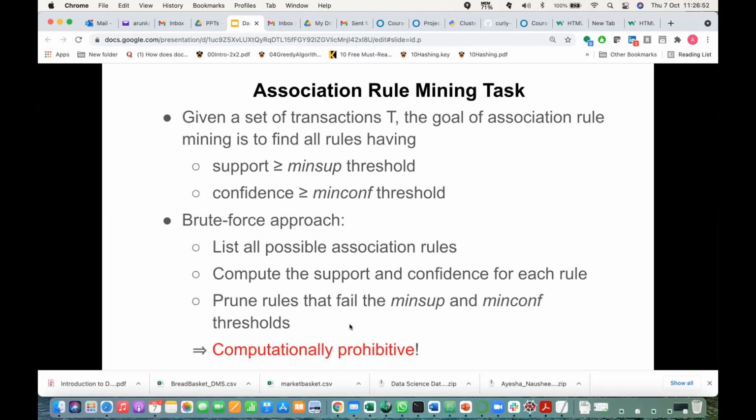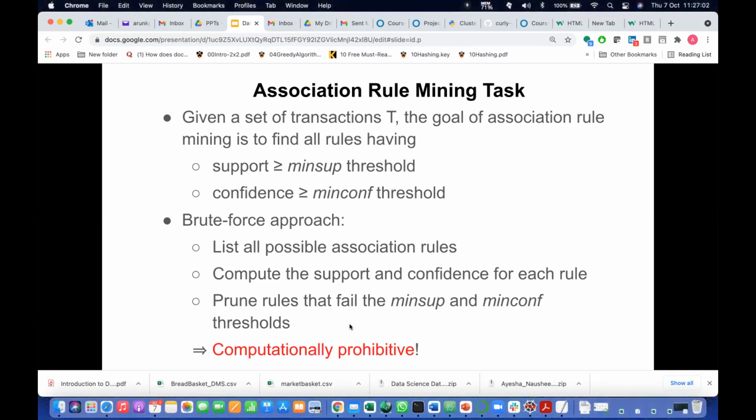Then combination also will come now. Left side can be any subset, right side also can be any subset. Then 2 power n C2. So C2 is again a square complexity, right? So 2 power n whole square, 2 power n plus 1.